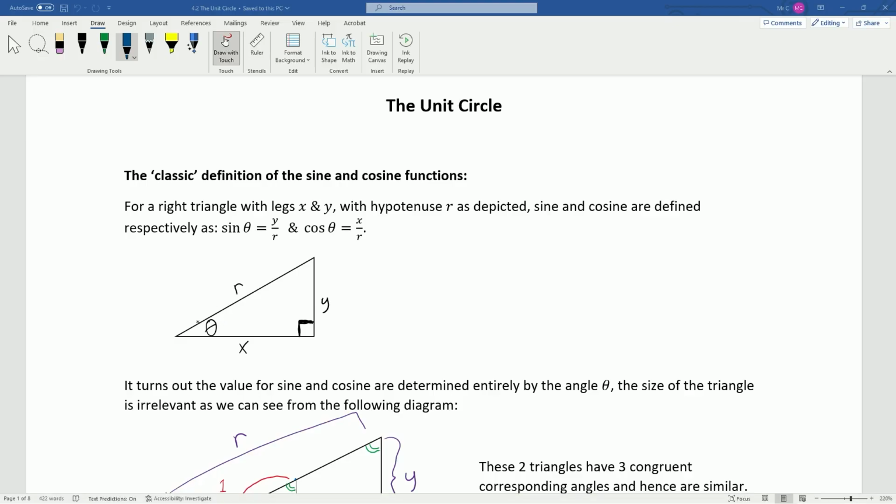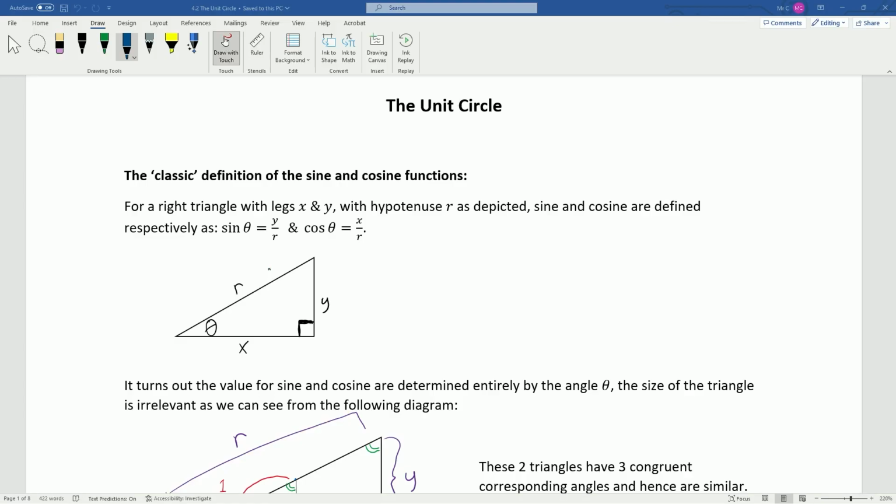But either way, we've got our angle theta here. This is y, this is r. Y divided by r is sine of theta, and cosine of theta is x divided by r. In other words, what the sine and cosine functions are telling us is the ratios of the sides to one another on those triangles. How do the lengths of the sides relate to each other?